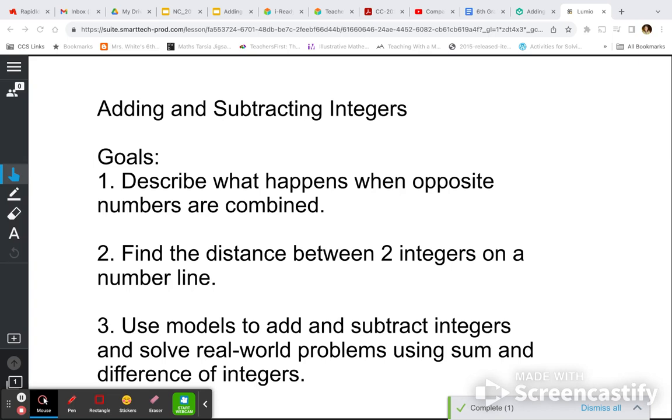So after this video, hopefully you will be able to describe what happens when opposite numbers are combined. Number two, you'll be able to find the distance between two integers on a number line. And number three, you'll be able to use models to add and subtract integers and solve real world problems using sum and difference of integers.